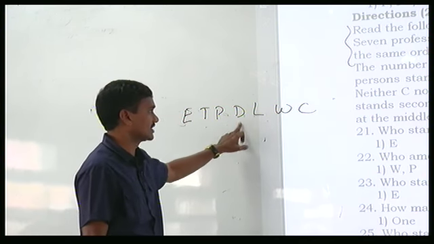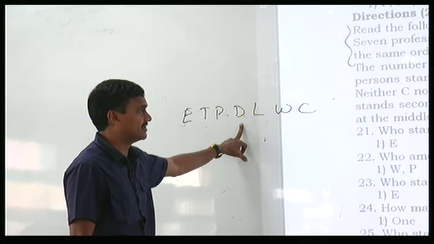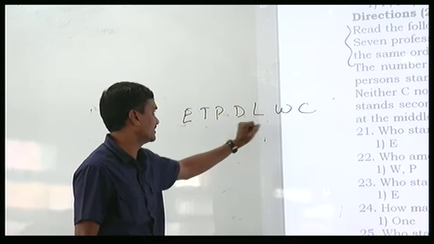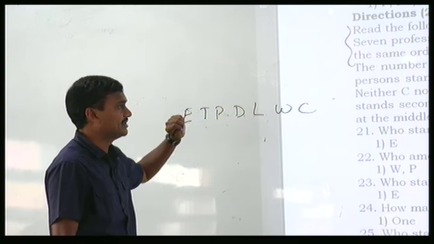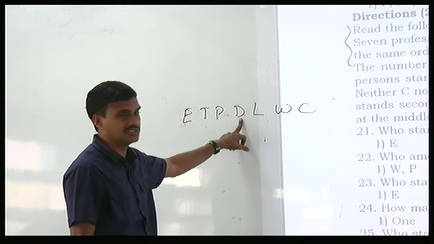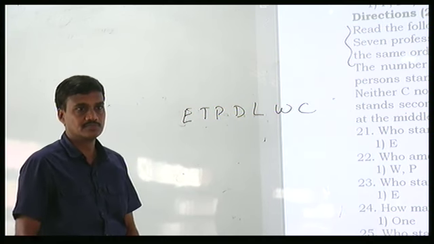D is seated second to the left of W. W and T are not at the extreme. E and C are at the extreme. P does not sit exactly at the middle. D is at exactly middle of the row. Clear now?